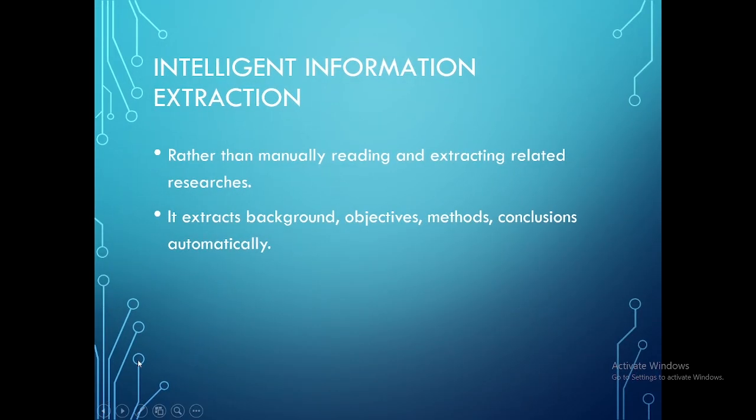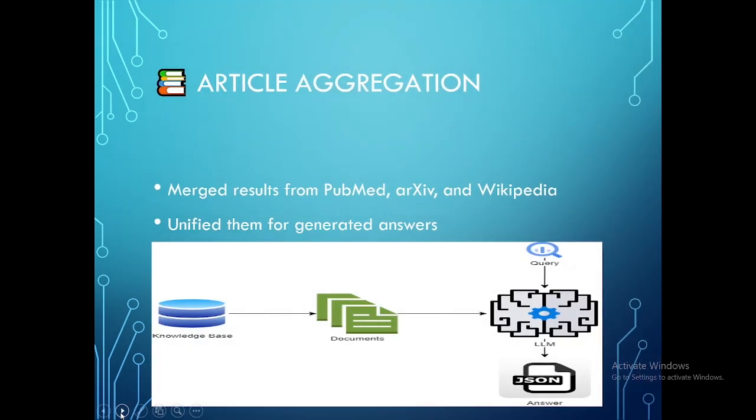Now, the other thing which is very unique about this is intelligent information extraction. Rather than manually reading and extracting related research, it extracts backgrounds, objectives, methods, and conclusions automatically. So when you dive into the code, you can see that I give it instructions that I want date, topic, title, summary, and abstract. Whatever you want from that particular article, you can write it down and it extracts automatically according to the information that you've given it.